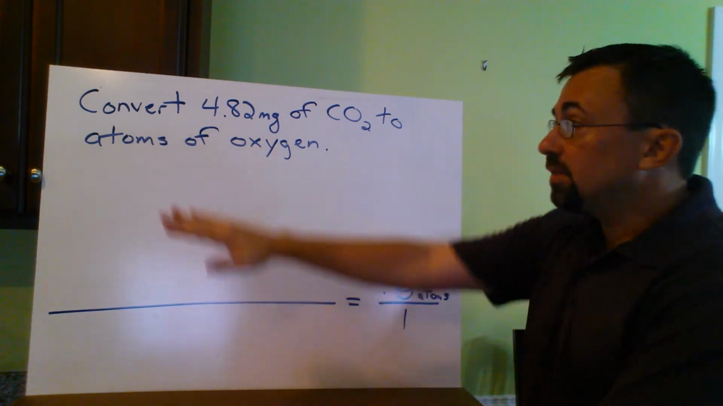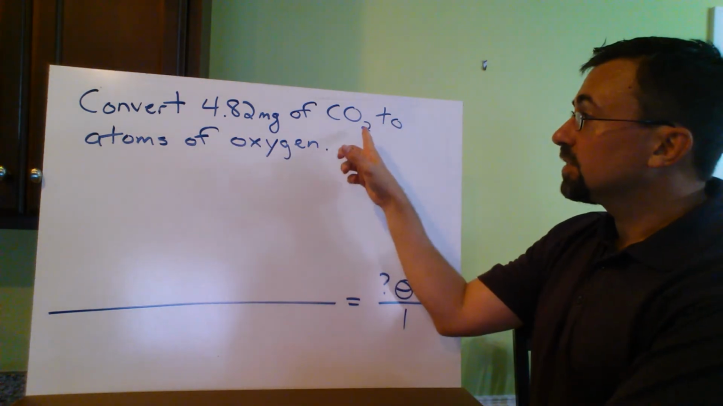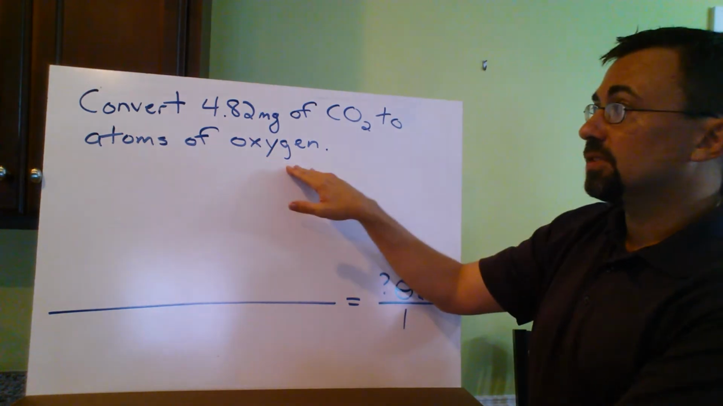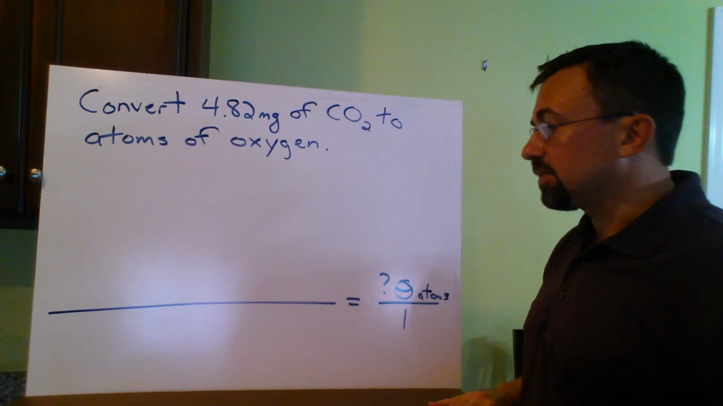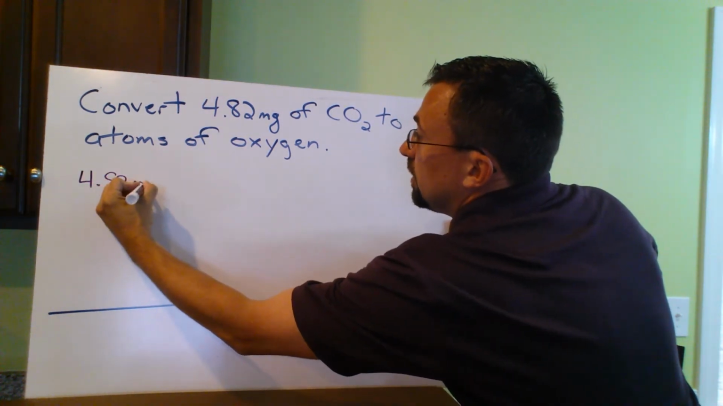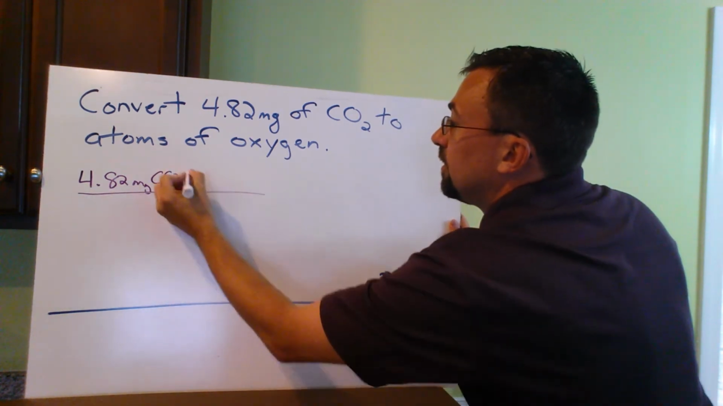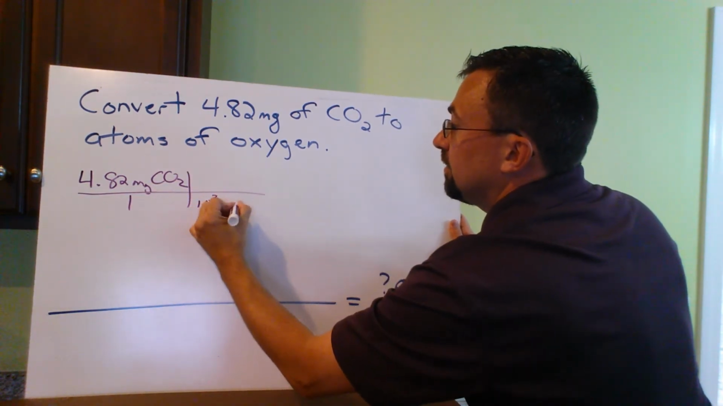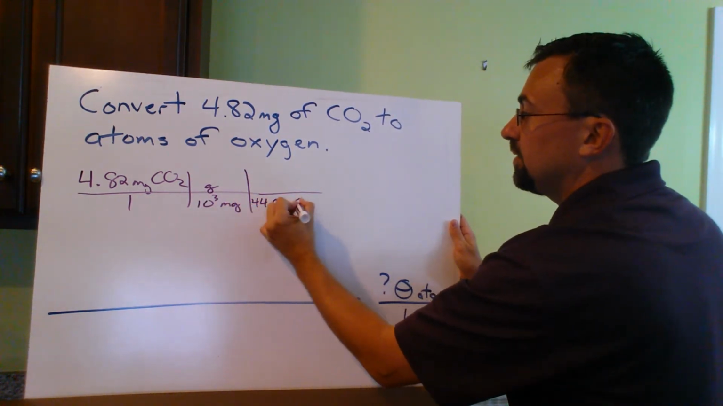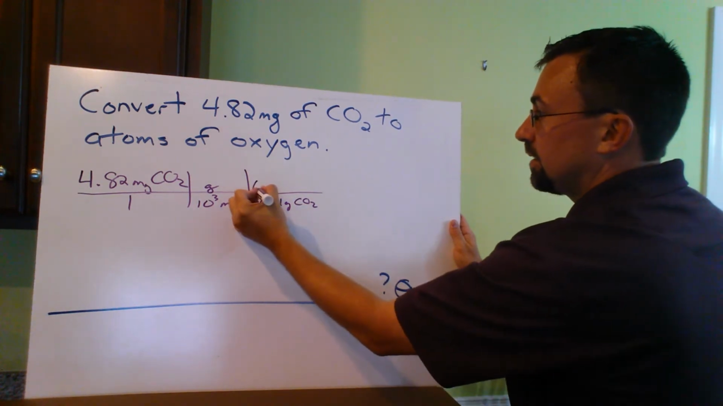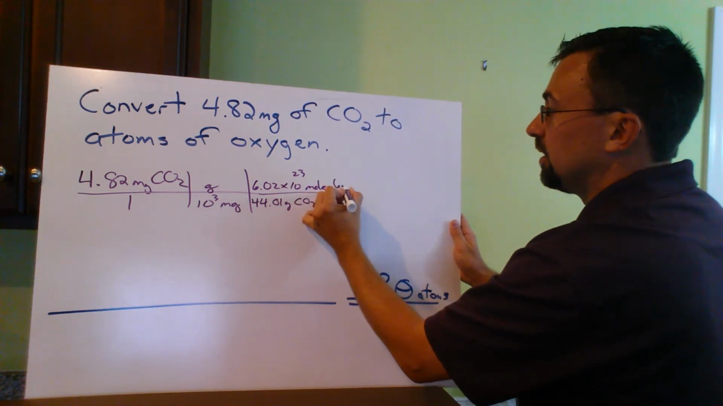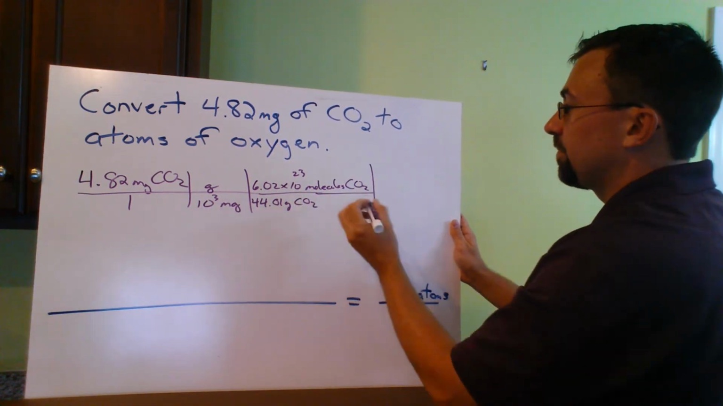All right, so you might notice the exact same question. 4.82 milligrams of CO2 to, how did it change this time? Atoms of oxygen. So let me just say the first part of this problem is going to be just the same as what we just did. And I'm actually going to do it up here. 4.82 milligrams of CO2, 1,000 milligrams in a gram, and 44.01 grams of CO2 and 6.02 times 10 to the 23rd molecules of CO2. So this is just where we left off in the last problem.